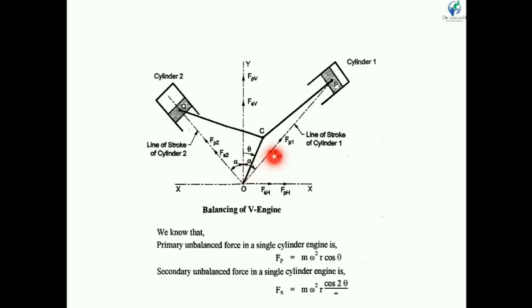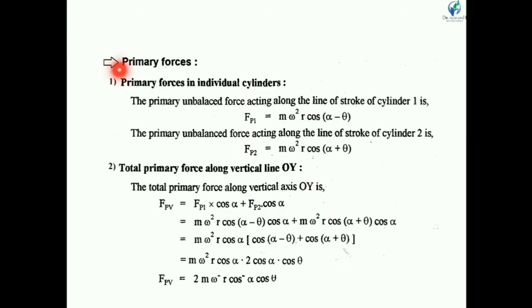So, this component Fp1 and Fs1 also have two components, a horizontal component and a vertical component. Similarly, Fs2 and Fp2 also have two components, a horizontal component and a vertical component. So let us resolve the components. Primary forces in the individual cylinders.